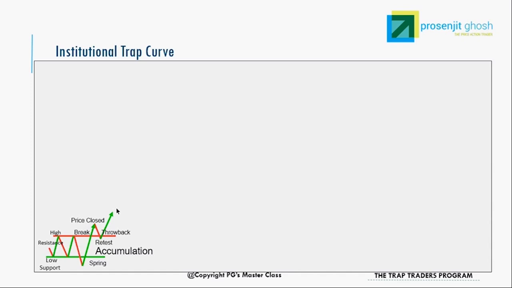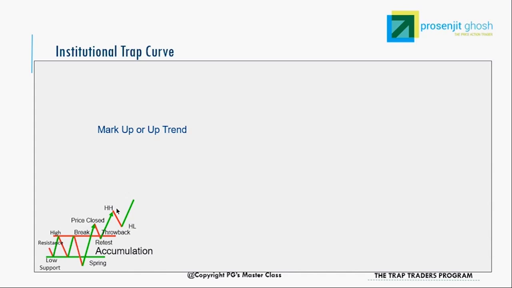So after the throwback, when price moves up from the accumulation, thereafter price changes its trend. After the accumulation and the breakout, a new uptrend starts. So in an uptrend, what happens? Price creates higher highs and higher lows, right? That is how we know that the uptrend is there, by looking for higher highs and higher lows.